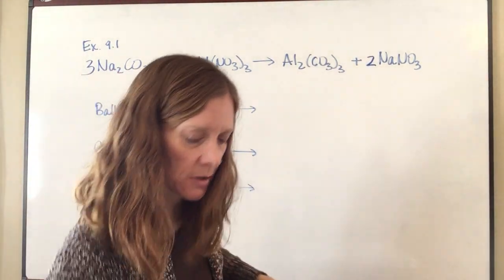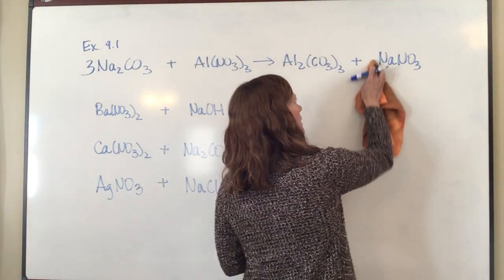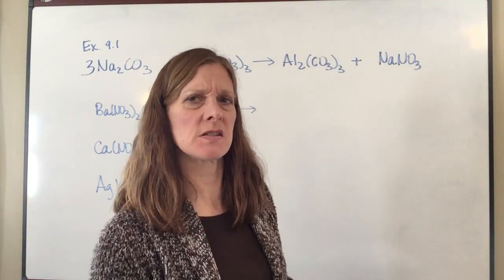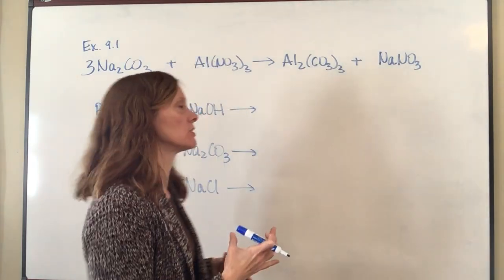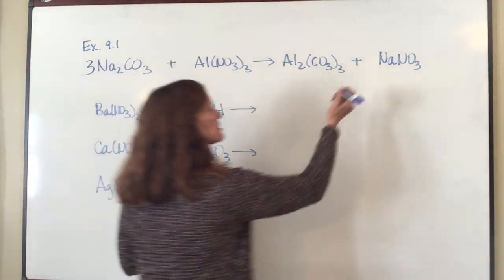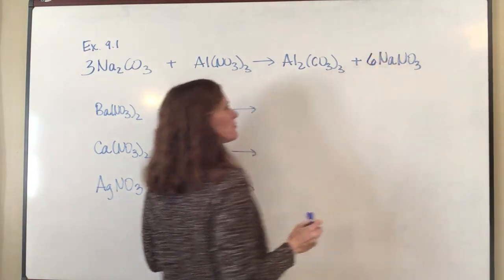So that means I'm going to have to come over here and change this number that I just put over here. That's why you should always balance equations with a pencil, because that's going to happen sometimes. We talked about that when we're balancing equations as well. So now I have 6 sodiums, so I'm going to put that in front of here like this.